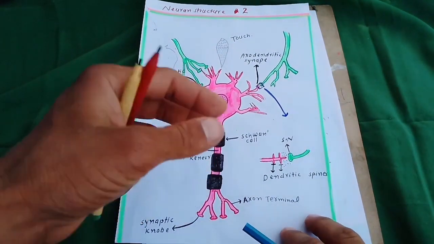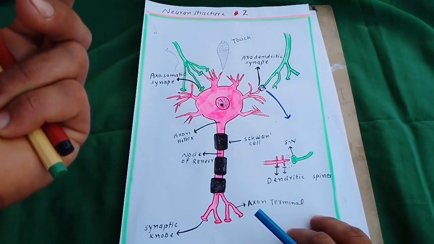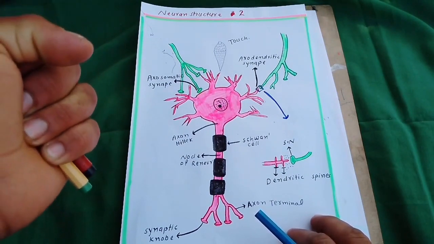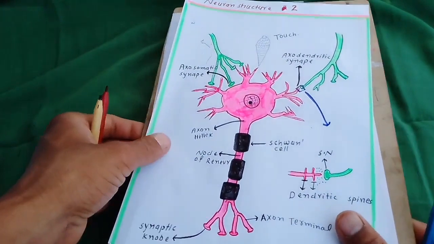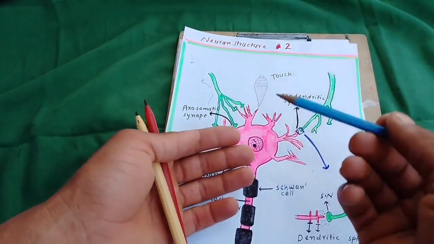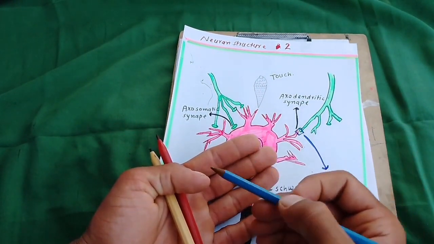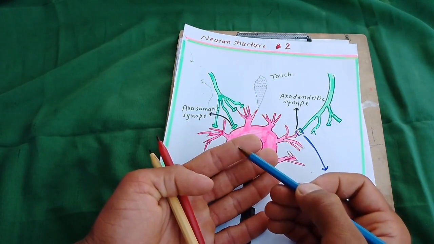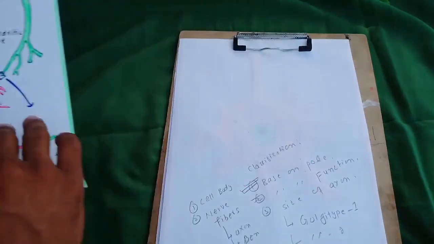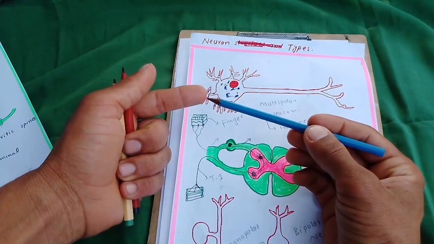So the dendrite is the receptor part of the neuron. Why is it called the receptor part? Suppose when I touch this area, here dendrites are present. This is the skin of the finger.